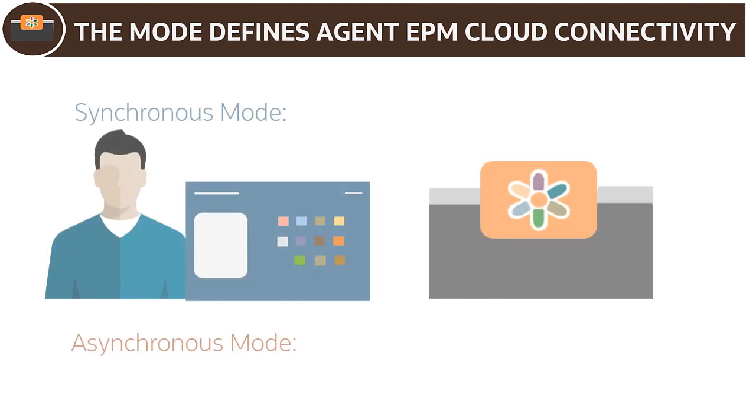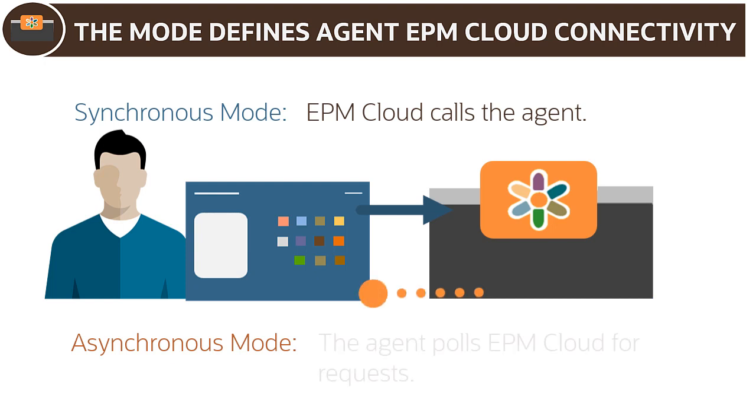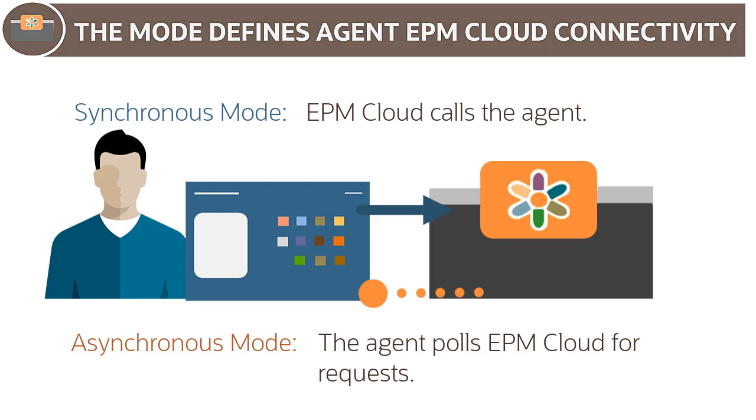You can run the agent in synchronous or asynchronous mode, which determines how it connects with EPM Cloud. In synchronous mode, EPM Cloud directly calls the agent. In asynchronous mode, the agent polls for requests that prompt it to start the data extract process.